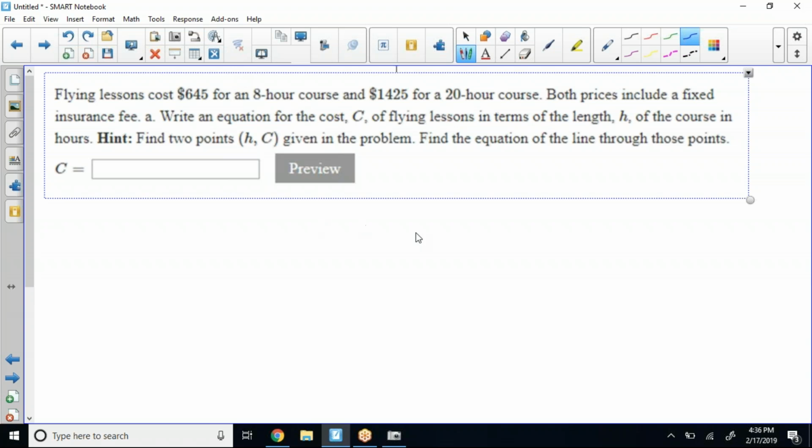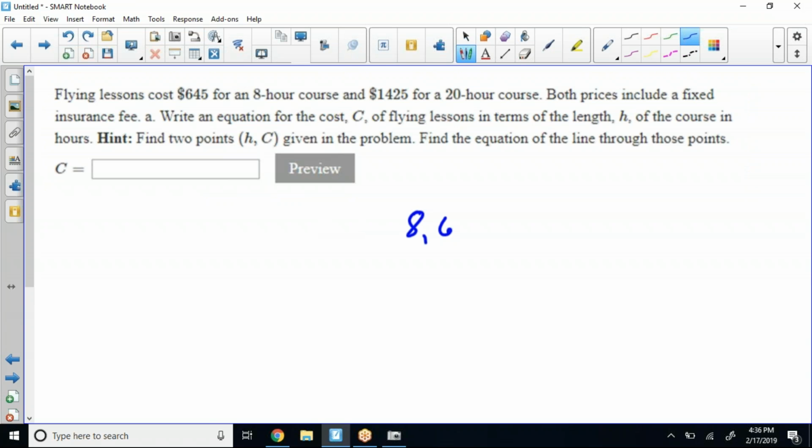So here we go. That's really 8, 645. That's an ordered pair. And then, of course, 20, 1425. And how I find slope, I say change in x and then change in y. So 8 to 20 is a change of 12. It's up the number line, so it's a positive. And then 645 up to 1425 is, it's 1425 minus 645, 780.